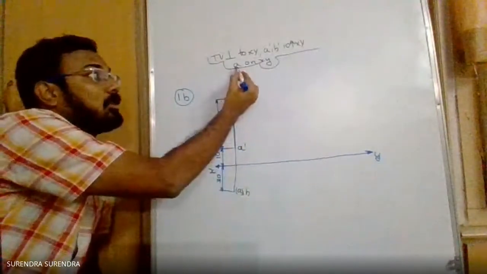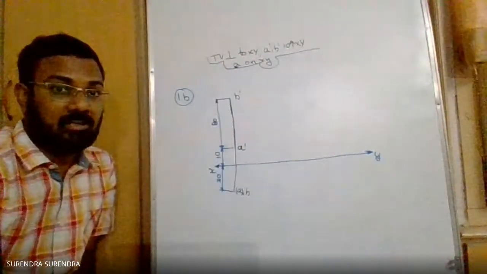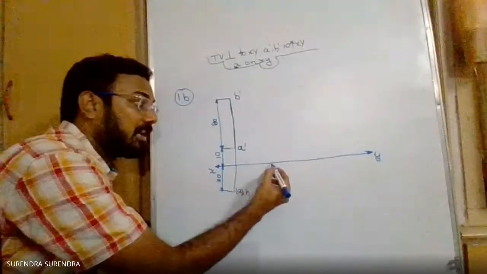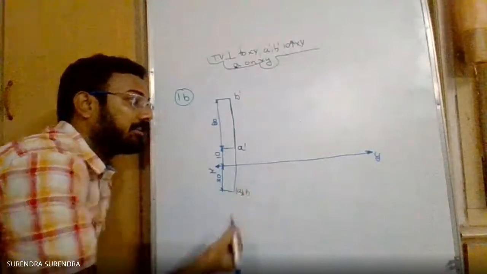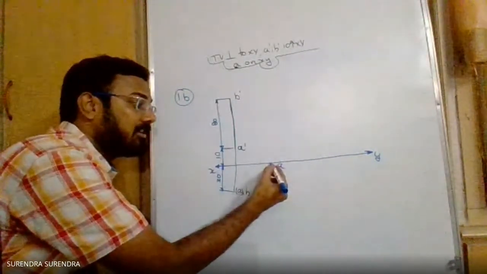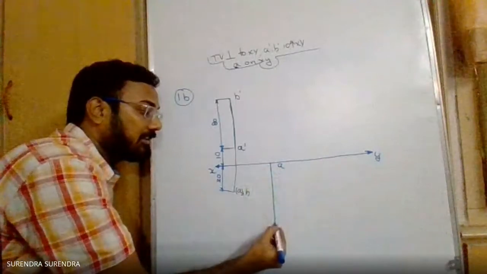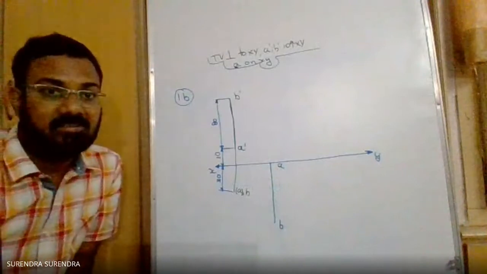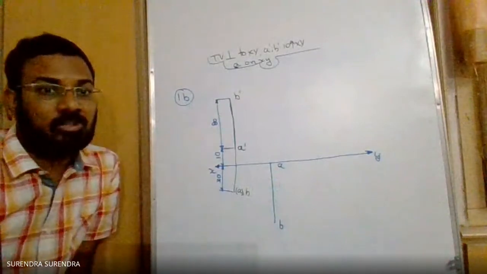Point A is on VP, which means in the top view, one of the points is on the XY line. So starting from the XY line, represent the point A on the XY line. From here, draw an 80 mm long line and indicate the other end as B. This is the top view of the line.